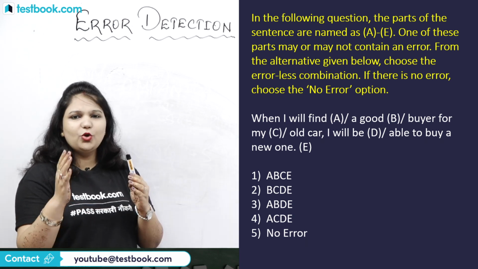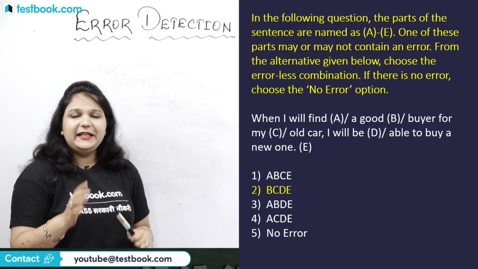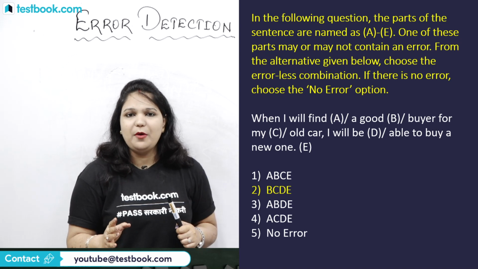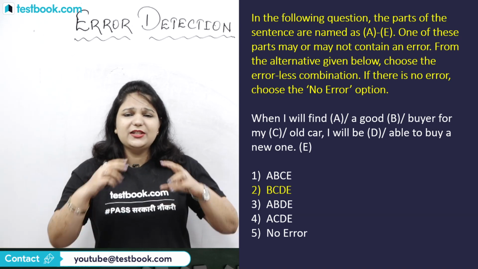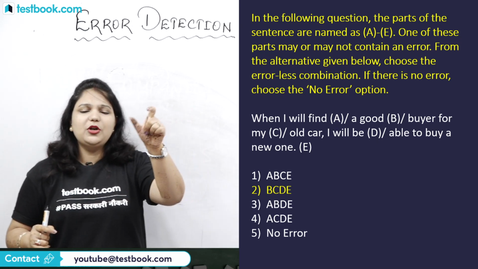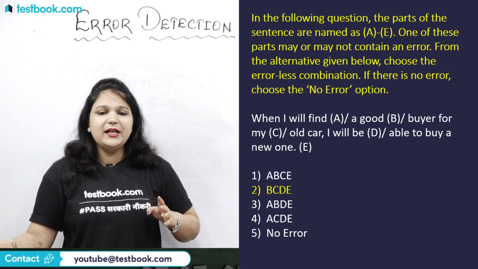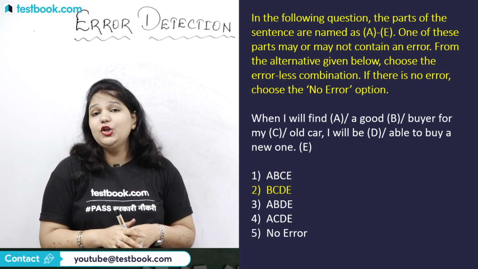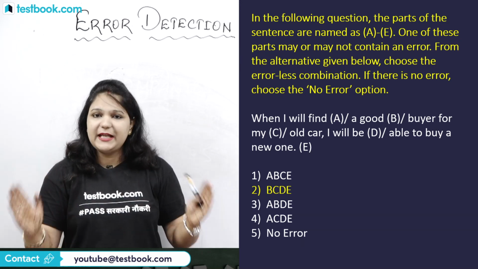Okay, first of all, we'll go on to the next screen, guys, which will be highlighting the right answer. And yes, B, C, D is an errorless combination. That means the error remains in part A. And if you see, the structure of this whole sentence is divided into two parts, right? The first belongs to when I will find a good buyer, and the later part of the sentence is I will be able to buy a new one. Both parts of the sentence are in future simple tense, right?